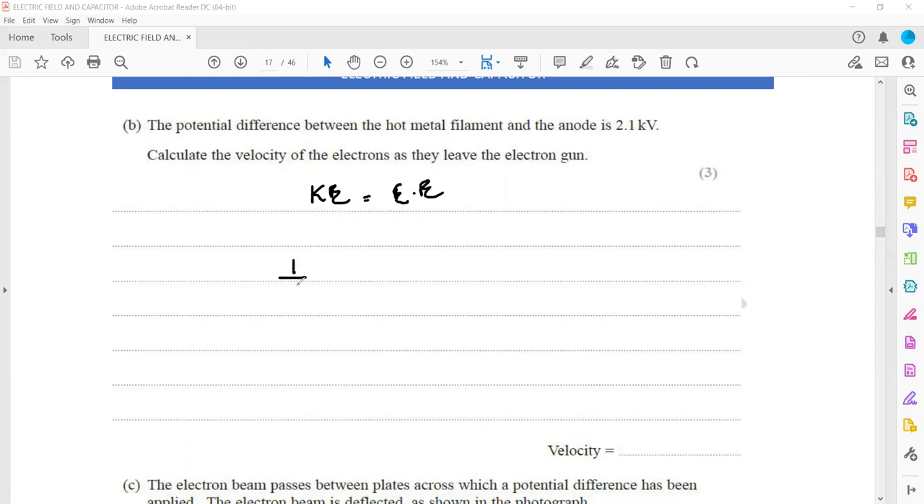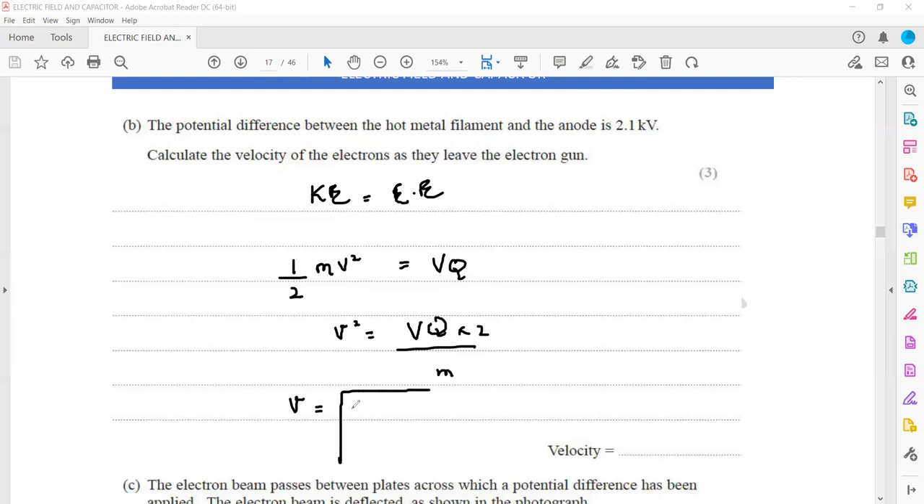Kinetic energy is given by the formula half mv square. And electrical energy from the supply is voltage into charge. So we need the speed. 2 will be multiplied and m will be divided. So v square is equal to, this v is the speed, this V is the voltage, voltage into charge multiplied by 2 divided by mass, and then take a root. So v is equal to under root of Vq into 2 divided by m.